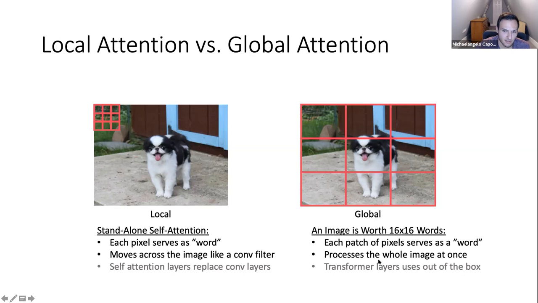This also has the benefit, by the way, that there are already optimized GPU kernels to do self-attention in this way. Whereas this one, to do it pixel by pixel and sort of moving across the image, as of right now there aren't optimized GPU kernels for this. So this is sort of another motivation of the 16 by 16 words.